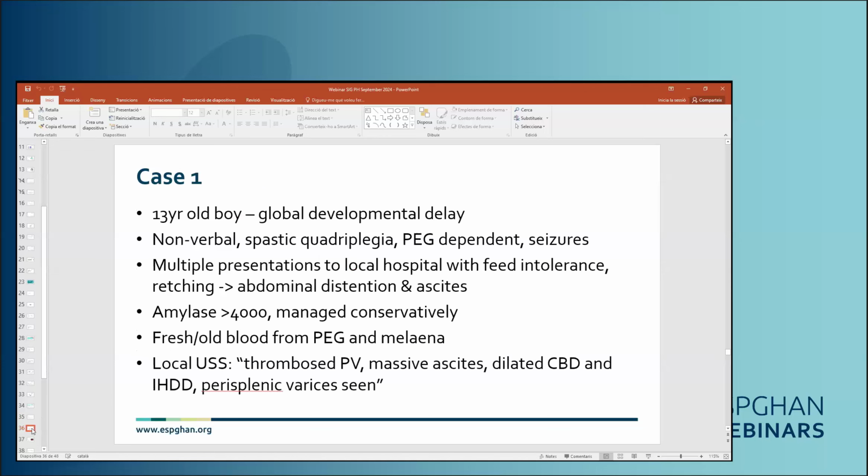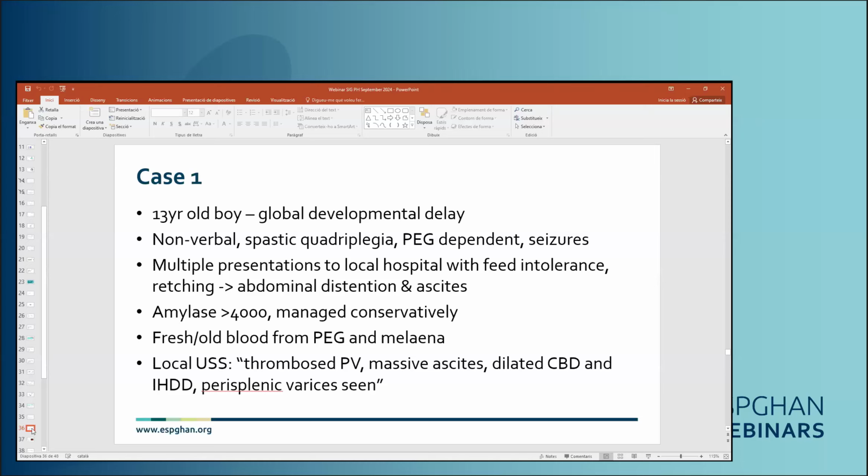So the first case is a 13-year-old boy who had global developmental delay. He actually had spastic quadriplegia, was nonverbal, was feeding via gastrostomy tube, and had a seizure disorder in his background. The family had been taking him to the hospital, essentially saying he'd been vomiting over and over again, seemed very uncomfortable, and had abdominal distension. Unfortunately for them, he was in for a good couple of weeks before he eventually had a full set of bloods done, and an amylase was checked, and it was over 4,000.